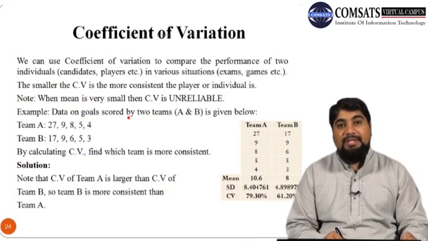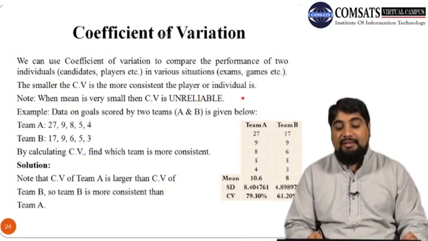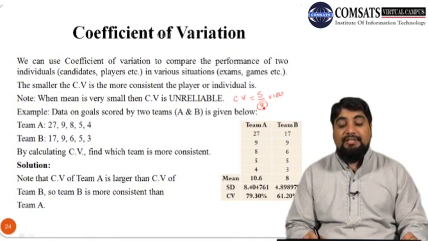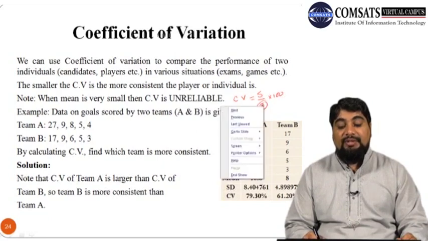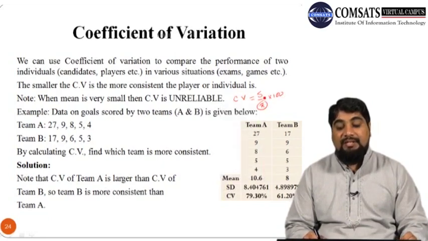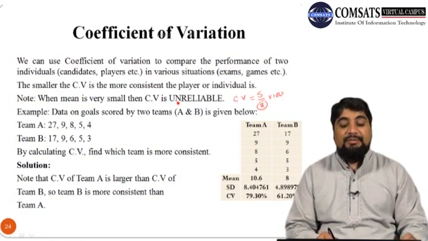Note that when the mean is very small, the coefficient of variation is unreliable. Why? Because the coefficient of variation is s over x bar into 100. When this x bar is very small, s is being divided by this small x bar. If we divide a number by a very small number, we can get a very high number. So if x bar is very small, the coefficient of variation is unreliable.